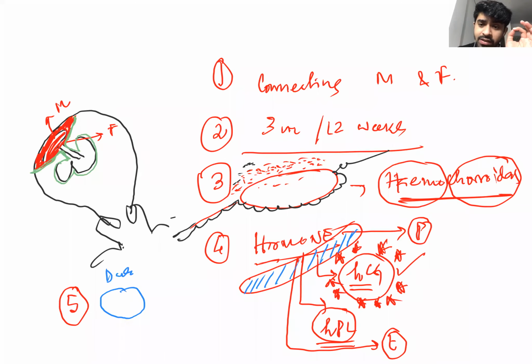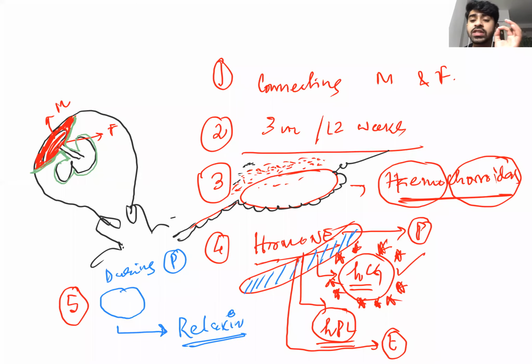So during pregnancy, from the ovary, one important hormone is released. Who can tell me? It is mentioned in NCERT, that is relaxin. So relaxin is another hormone which is secreted from the ovary only during pregnancy. What are the functions of relaxin?